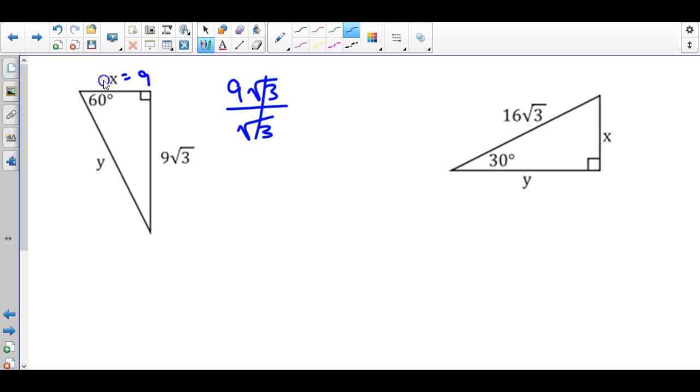So I know what my short leg is, and I know what my long leg is. And I want to figure out my hypotenuse, so I just double the short leg, and I get a y value of 18.